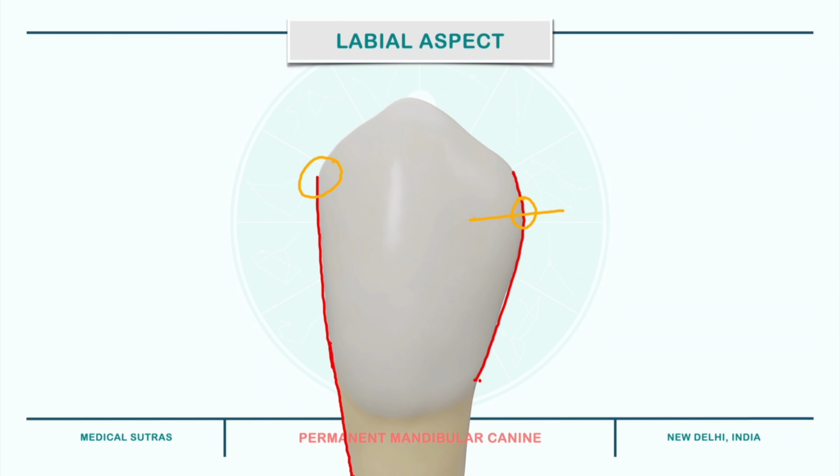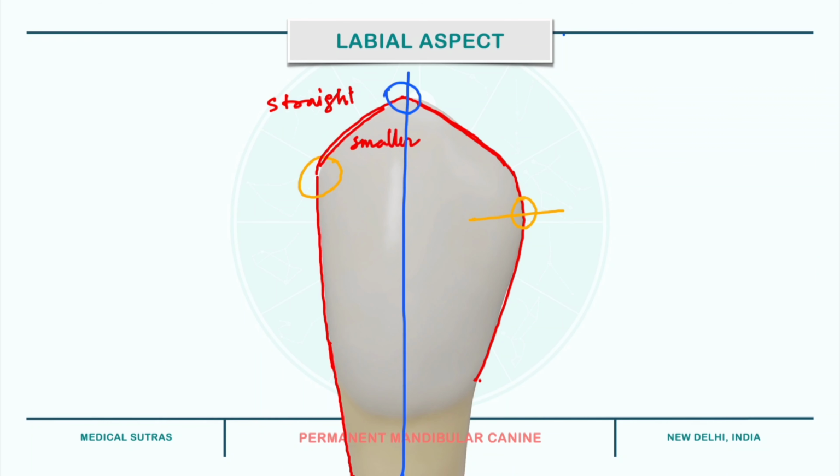The incisal outline is formed by the mesial and distal cusp ridges extending from the mesial contact area and distal contact area to the cusp tip. The cusp ridges are straight and the mesial cusp ridge is smaller than the distal cusp ridge. Similar to the maxillary canine, the cusp tip is in line with the center or long axis of the root. The cervical line is semicircular in outline with the curvature in the apical direction.